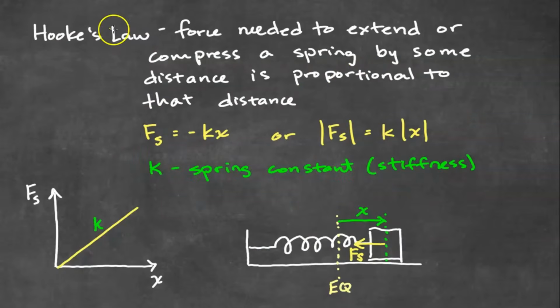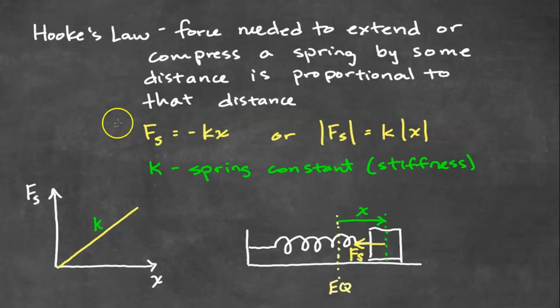Now we'll take a look at Hooke's law. Hooke's law relates to situations where you have a spring. It is the force needed to extend or compress a spring by some distance. What it's saying is that force is proportional to that distance. If you have a spring here and you pull it to the right, there will be a spring force pulling it to the left. If you compress it to the left, the spring force will push it to the right.